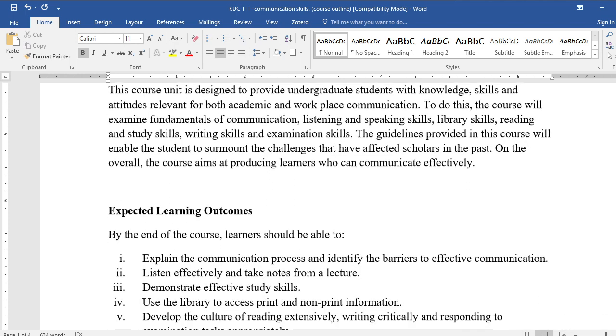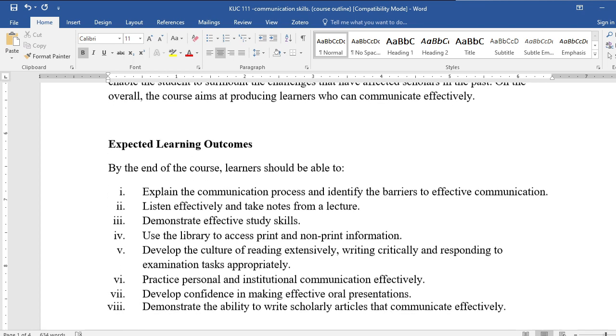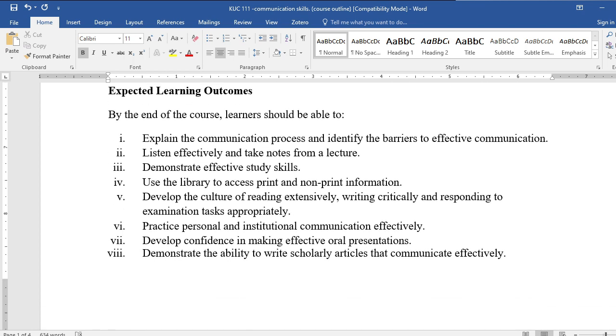Now, the expected learning outcomes are that at the end of the course, you should be able to explain the communication process and identify barriers to what is called effective communication. You should be able to listen effectively and take notes from a lecture. You should be able to demonstrate effective study skills. You should also be able to use the library to access print and non-print information, develop the culture of reading extensively, writing critically and responding to examination tasks appropriately.